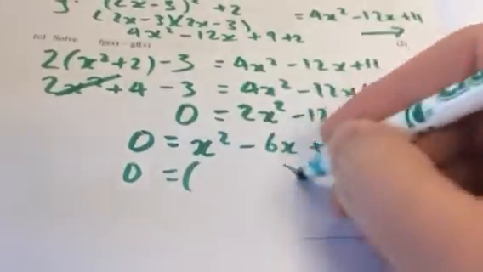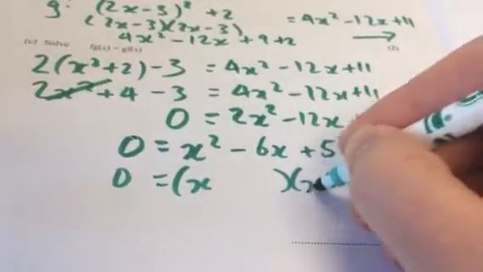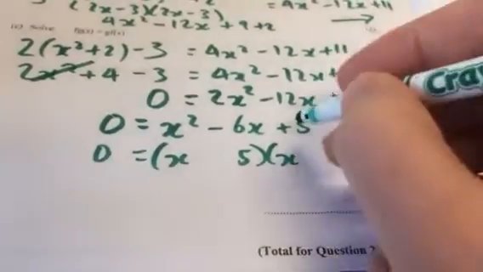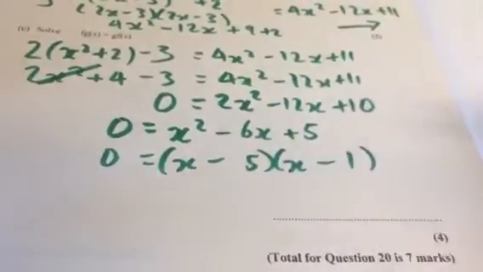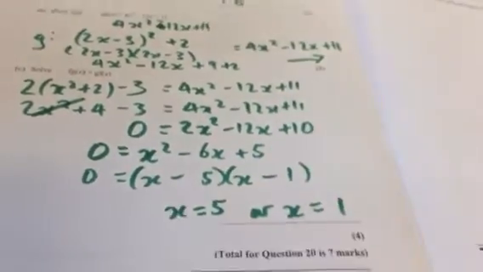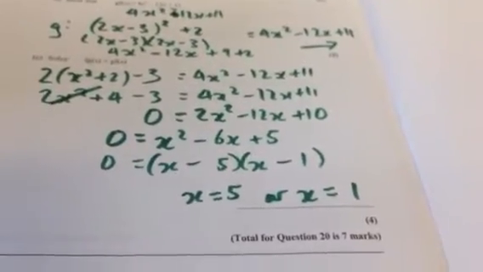And can I then find factors of 5 that sum to 6, or 5 and 1. They've got to be positive, but they've got to sum to negative, so they've got to both be negative. Then x is 5 or x is 1. And there we are. That's functions.